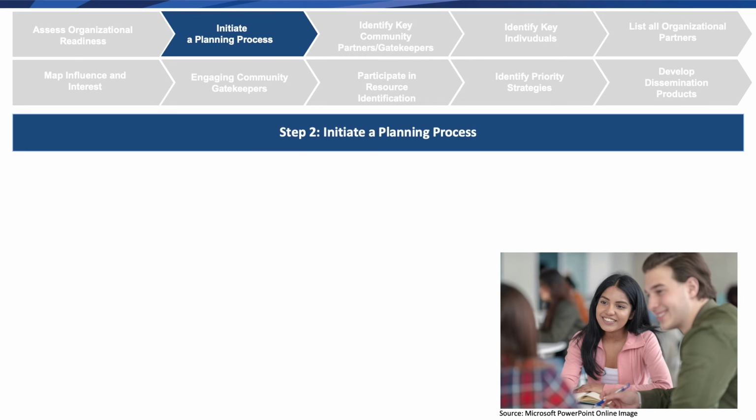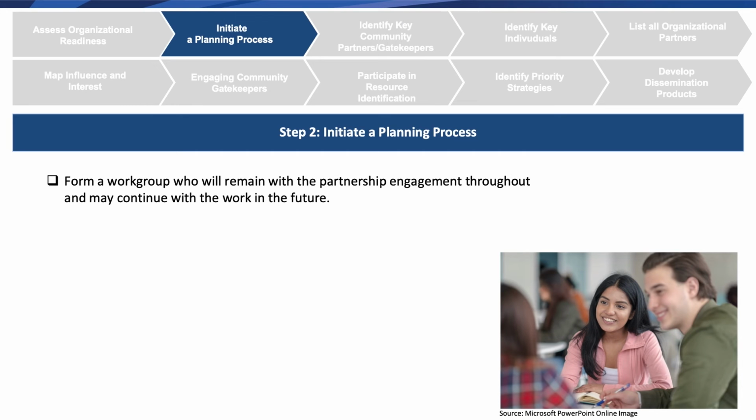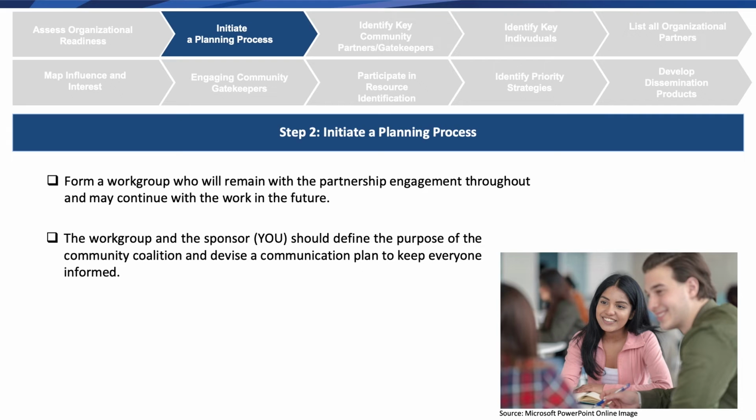How do you initiate the planning process? Okay, the first is to form an internal work group. These are the people that should stay with the partnership engagement throughout the process of developing that engagement, and hopefully will continue the work in the future. The work group and the sponsor, or you, should define the purpose of the community coalition and devise a communication plan to keep everybody informed. Communication is key. Make sure that everyone who has some connection to preventing childhood lead poisoning understands what that work group is doing and why.